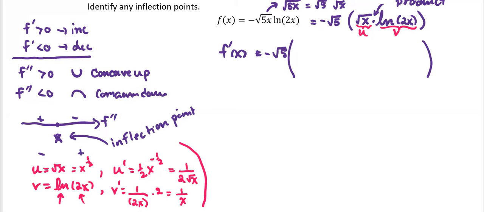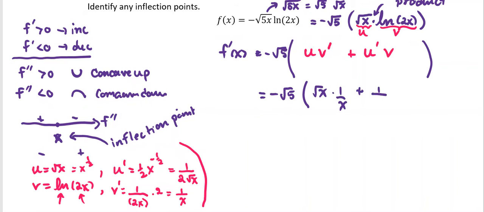Okay. So from the product rule, u v prime plus u prime times v, that gives us the negative square root 5 out front. The u is square root x. The v prime is 1 over x. The u prime is 1 over 2 square root x. And the v is the natural log 2x.